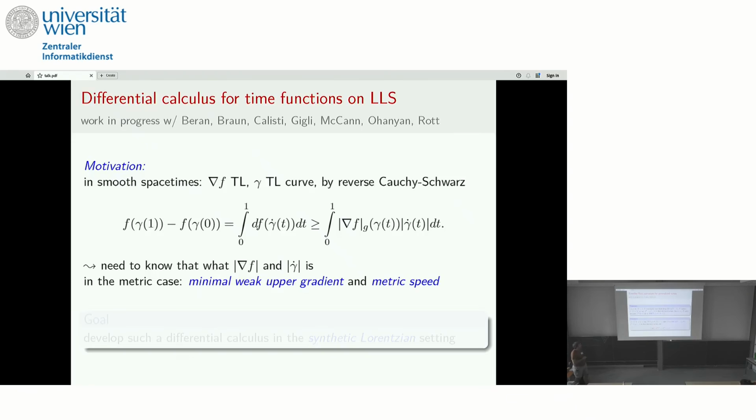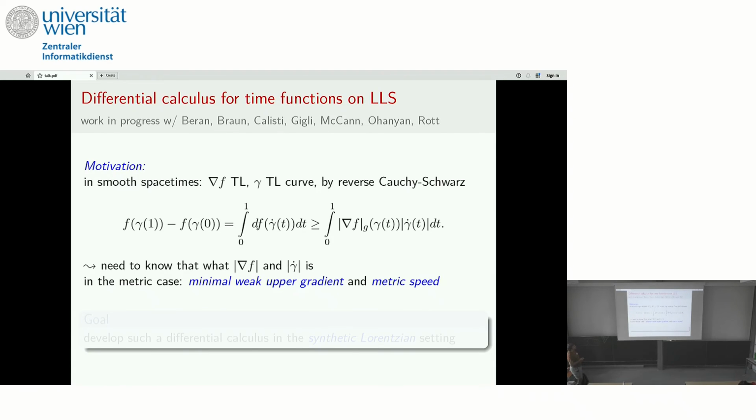We'll have some time. So then this is another work in progress with Tobias Beran, Matthias Braun, Matteo Calisti, Nicola, Robert McCann, Argam Ohanyan, and Felix Rott. And Nicola actually mentioned that yesterday, but we give a bit more details. So in a smooth spacetime, if you take a function which has time-like gradient and a time-like curve gamma, then you can integrate the difference of f at the endpoints and bound this from below, by the reverse Cauchy-Schwarz inequality, by the norm of the gradient times the norm of gamma dot.